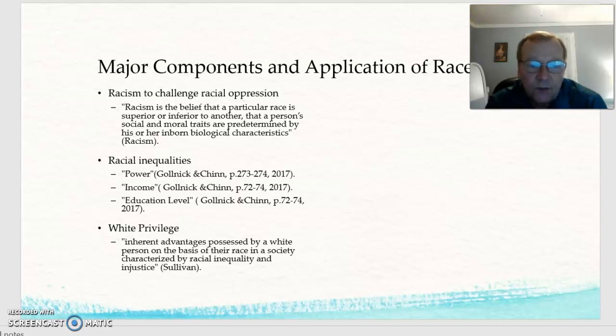Another component would be white privilege. And white privilege is an inherent advantage possessed by a white person on the basis of their race in a society characterized by racial inequality and injustice.